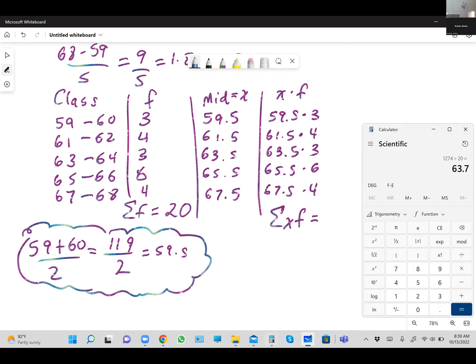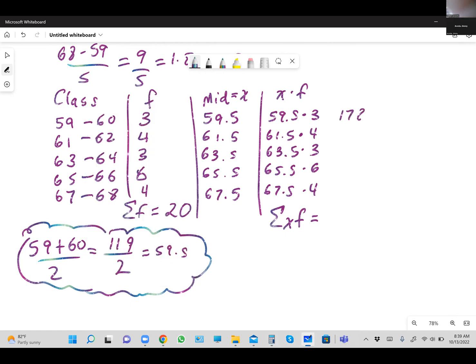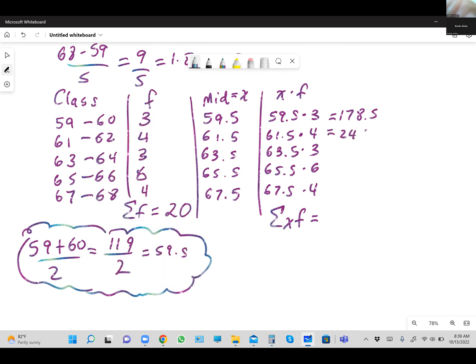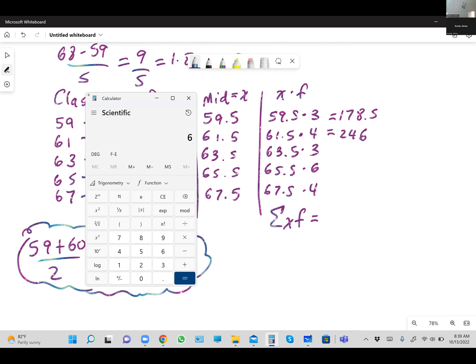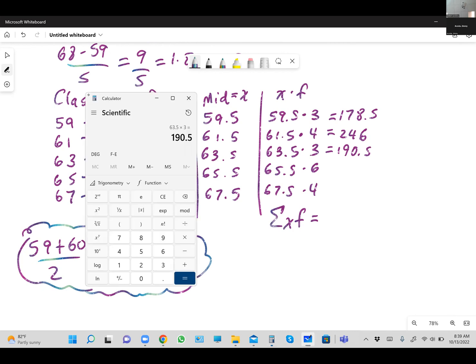But first, obviously, let's get the numbers. 59.5 times 3, that's 178.5. And then you take 61.5 times 4, and that's 246. And then you take 63.5 and you multiply it times 3. That's 190.5. And you take 65.5 and you multiply that.